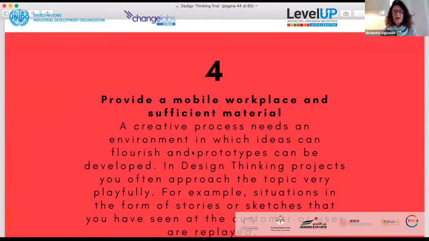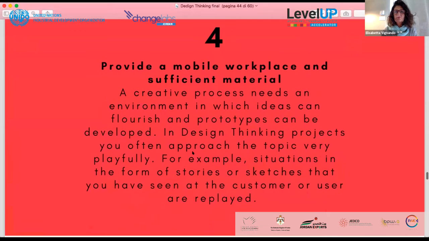Point 4, provide a mobile workplace and sufficient materials. A creative process needs an environment in which ideas can flourish and prototypes can be developed. In a design thinking project, you often approach the topic very playfully. For example, situations in the form of stories, or sketches of what you have seen at the customer or user.